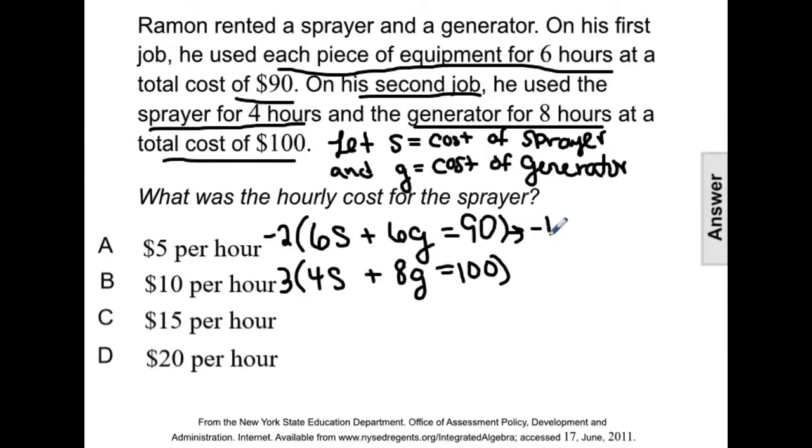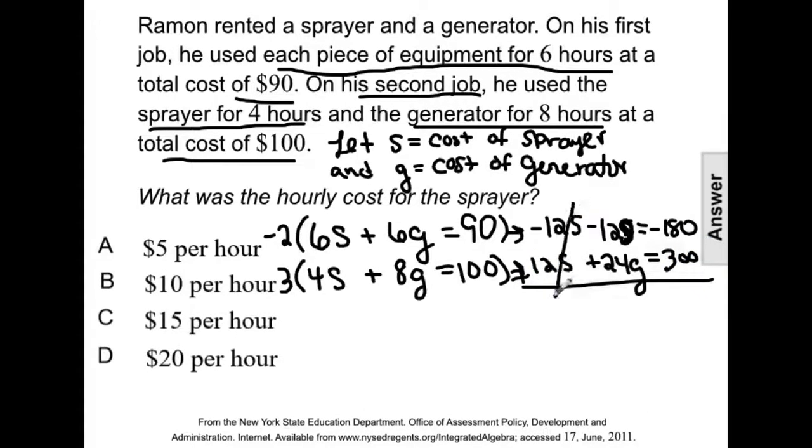That will give us negative 12s minus 12g equals negative 180. Then the bottom equation will be 12s plus 24g equals 300. The top equation should be minus 12g, and the second should be a g. I got carried away with my S variable. Okay, now we add them together and that will eliminate the s's.